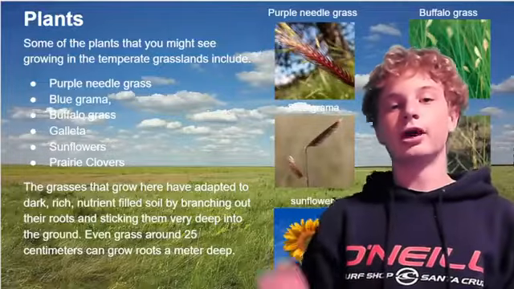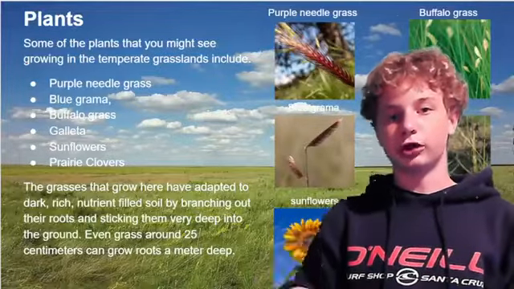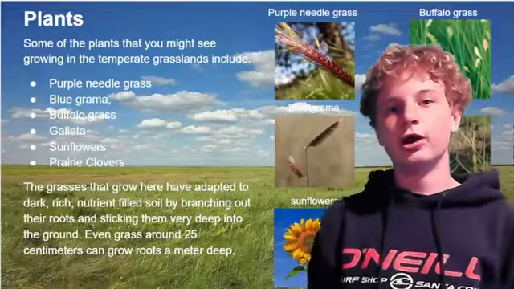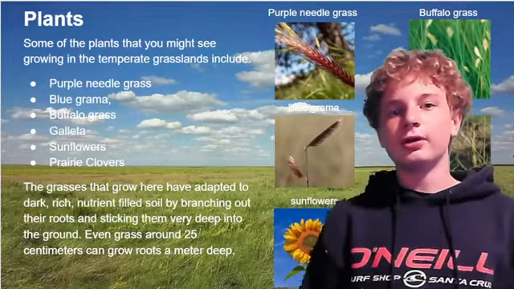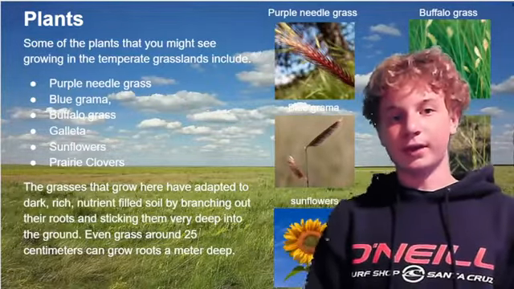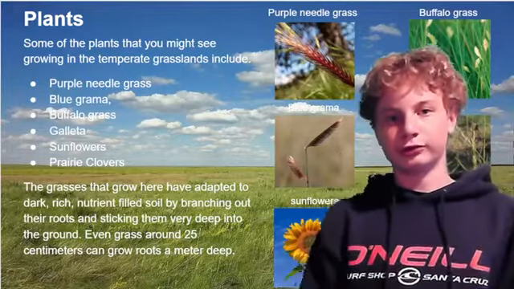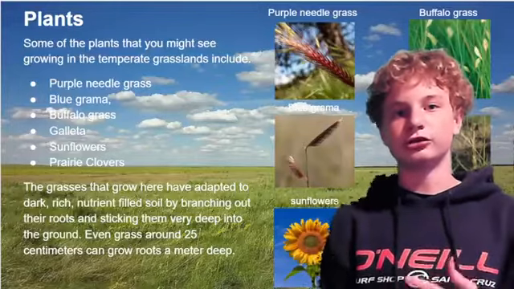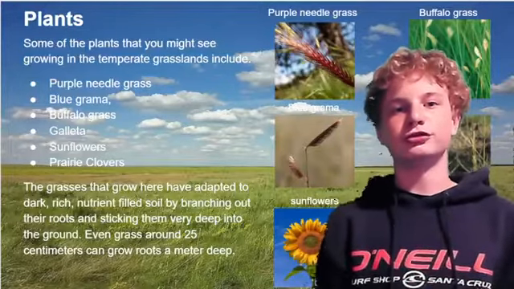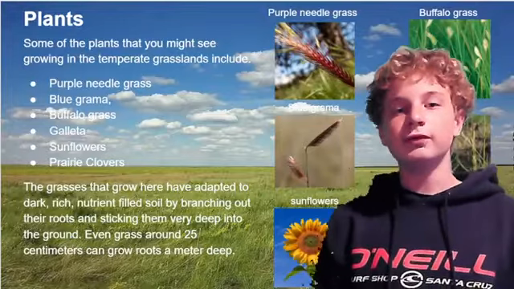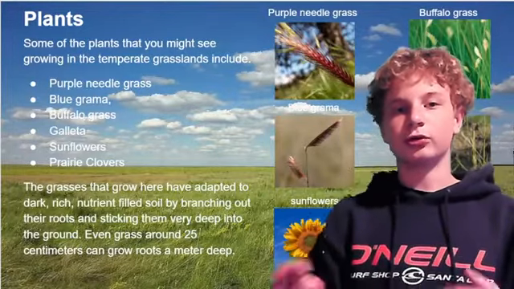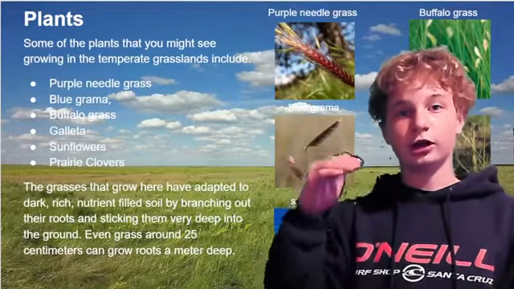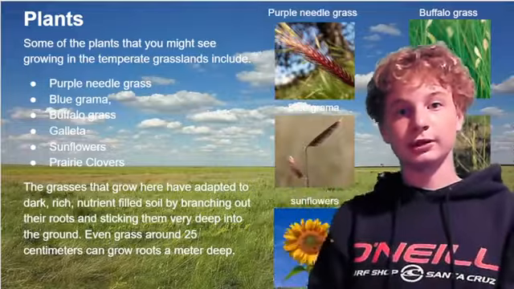The grasses here have grown to adapt to the dark, rich, nutrient-filled soil. To do this, they make very large roots, very wide and very deep, so they're able to pick up as much soil as they can to get as many nutrients as possible. Even grasses that are only around 25 centimeters tall can grow a meter deep.